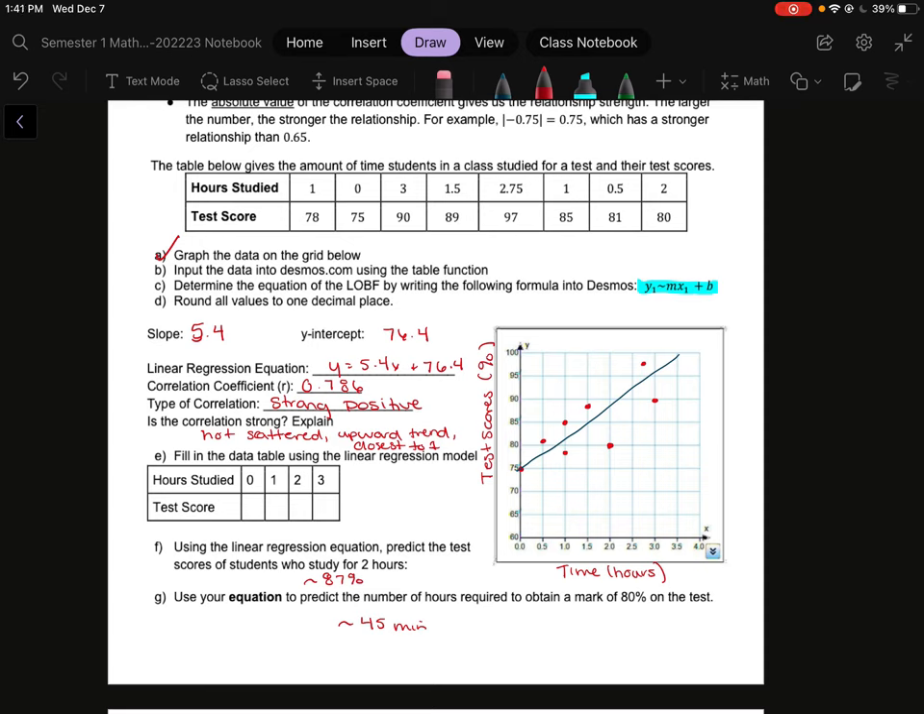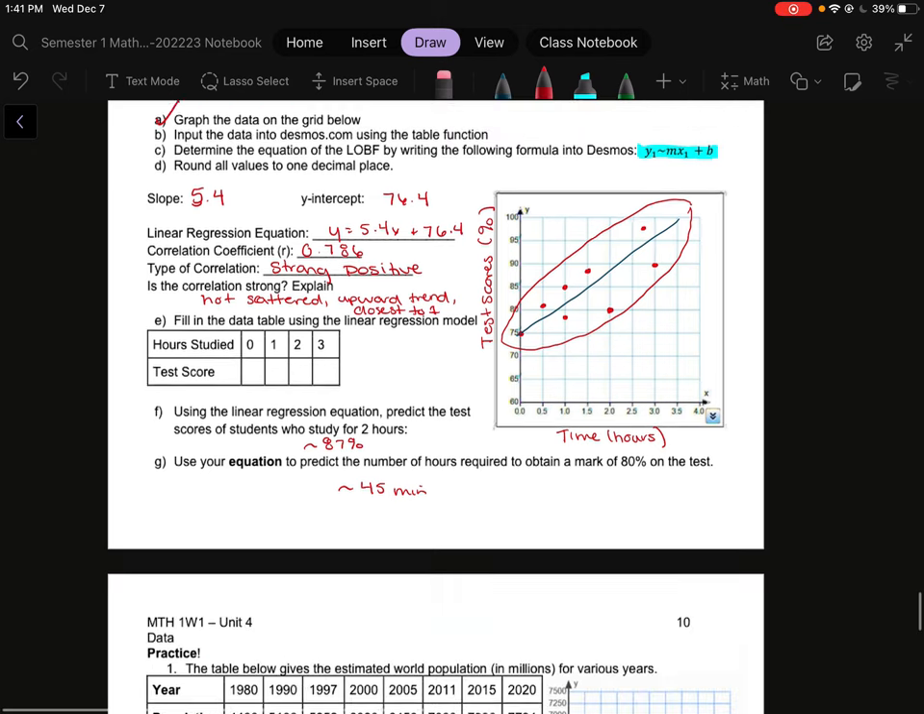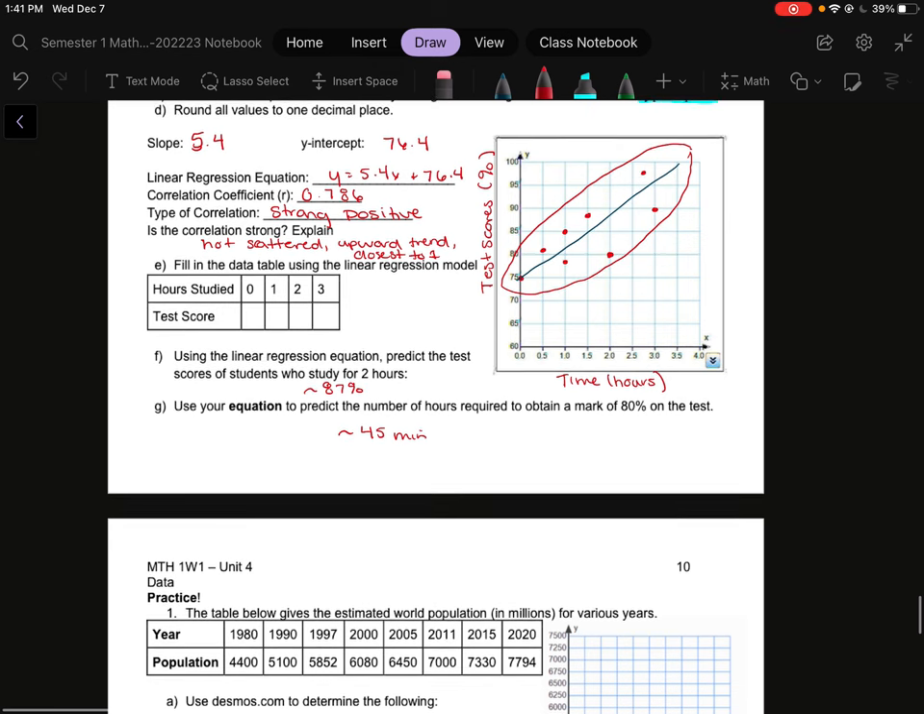And then, is the correlation strong? When we looked at the previous day's lesson, we were able to determine, if we were to put a circle around this entire section here, are the points close by to one another? Yes. Therefore, it is a strong correlation. It's not scattered, it's in an upwards trend, and it is close to 1 because our correlation coefficient, our r, was 0.786. So therefore, it is a strong correlation.